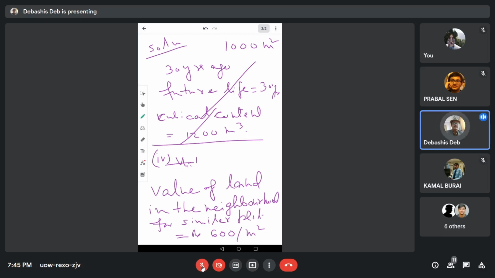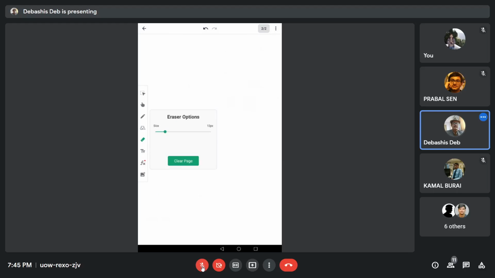Thereafter, it is given sinking fund 4%, outgoing 45% of gross rent, and present cost of construction equal to rupees 620 per meter cube. This is the problem. Let me erase the screen. Solution. Now, the building is 30 years old. It is having future life 30 years. Let us calculate valuation as on date. First case.